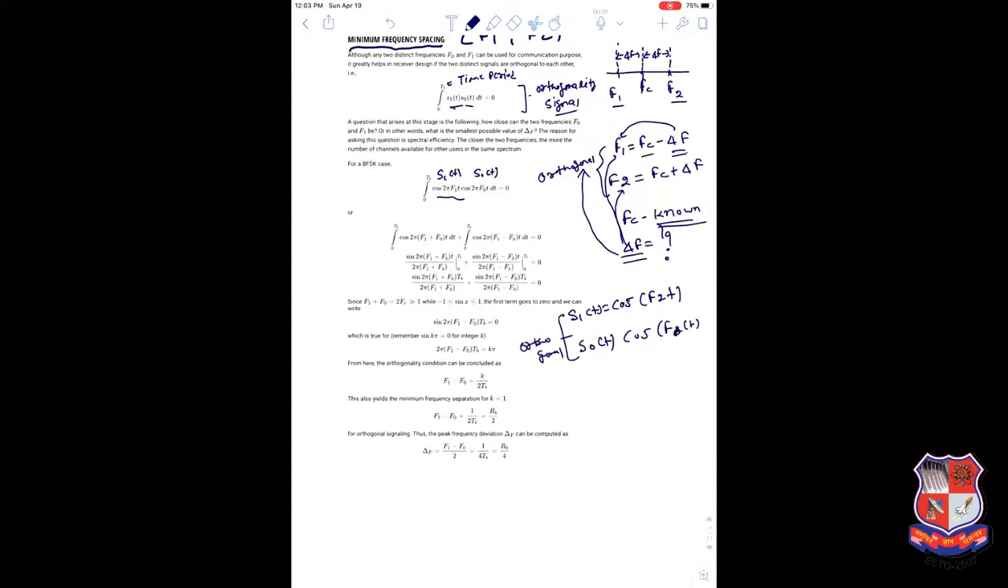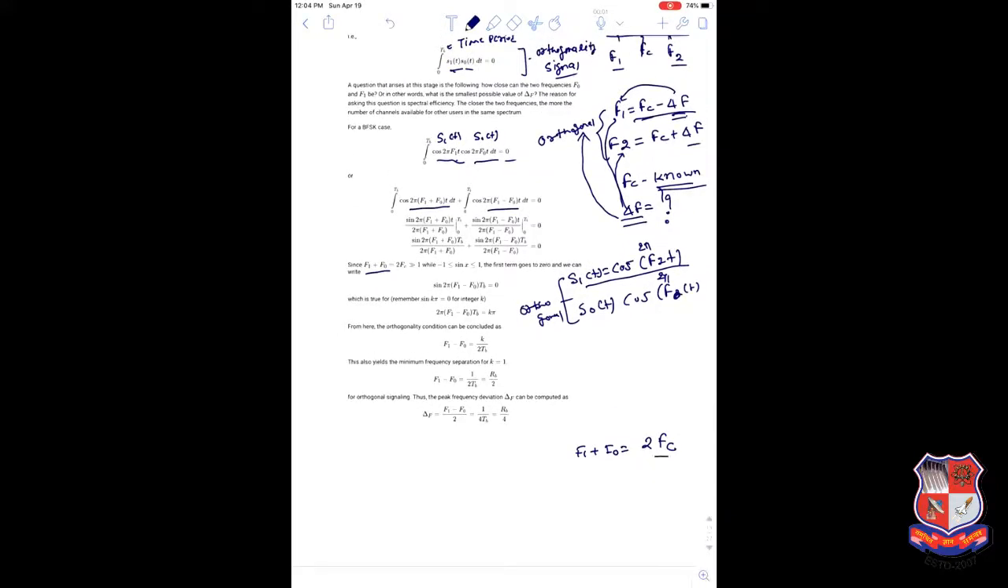I would like F0 here. So these are the signals of 2 pi F1 t, and this is a signal of 2 pi F0 t. So the dot product should be zero. If you simplify this, there are two cosine terms. Now assume F1 and F0. If you say F1 plus F0 here, that would be 2FC as per this equation.